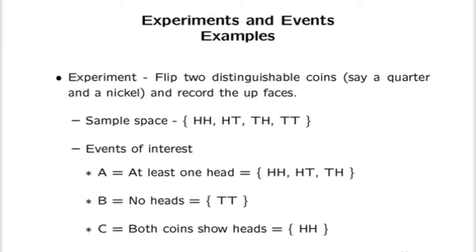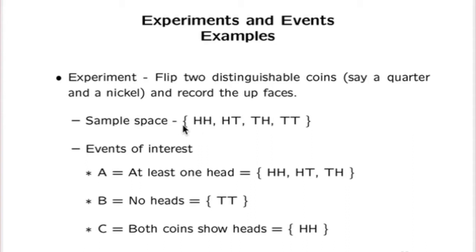For our next example, let's consider the process of flipping two distinguishable coins, say a quarter and a nickel, and then recording the up faces. Now that is a process that has a well-defined set of outcomes. The sample space, which is that set of all possible outcomes, has four elements. Each elementary event, we can think of as an ordered pair of outcomes. And let me denote the outcome of the quarter with the first item in the ordered pair, and then the outcome of the nickel as the second.